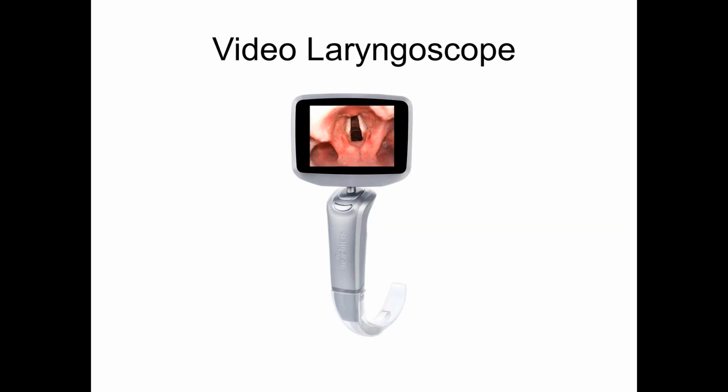Video laryngoscope. A video laryngoscope is just like an ordinary laryngoscope. It has a blade and a handle, but instead of direct vision through the patient's mouth, there is a camera on the blade and we can do endotracheal intubation while we are watching through this small monitor.